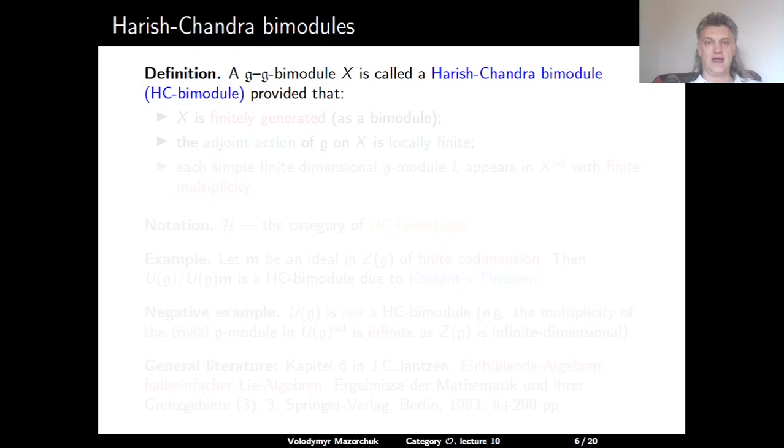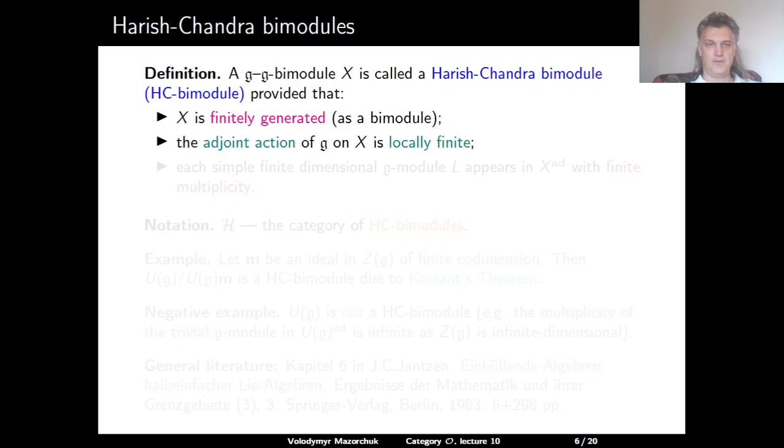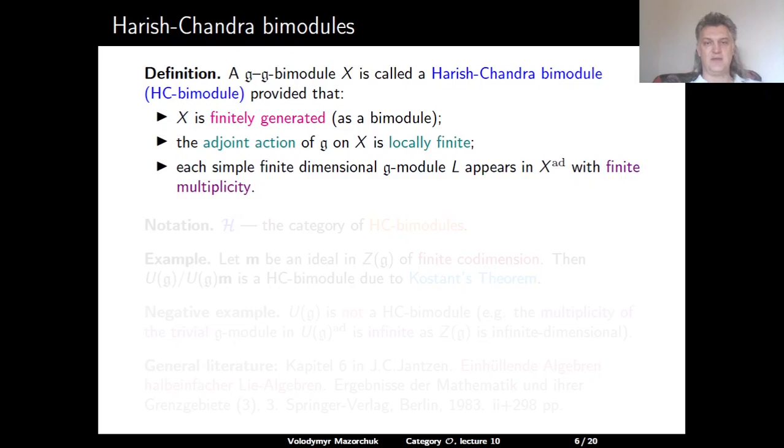Let us now talk about Harish-Chandra bimodules. A G-G bimodule X is called a Harish-Chandra bimodule, provided that it is finitely generated as a bimodule, the adjoint action of G on this bimodule is locally finite, and each simple finite-dimensional G module appears in the adjoint G module X with finite multiplicity. So we denote by H the category of all Harish-Chandra bimodules. The objects here are all Harish-Chandra bimodules, and the morphisms are all homomorphisms of bimodules.